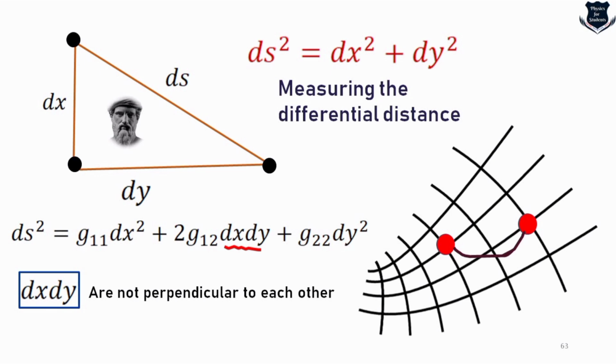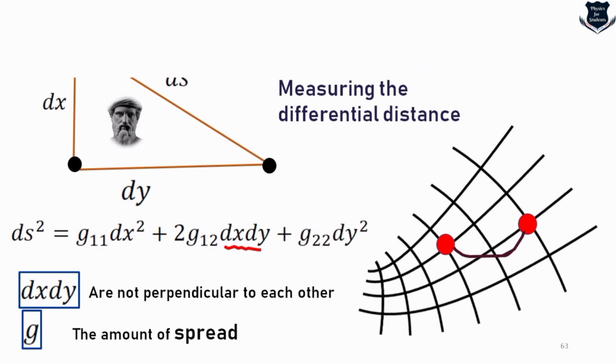They are not orthogonal to each other because it is a curved space, and we deal with different types of curvatures. Okay, and G actually denotes the amount of spread. Now, what do we mean by amount of spread?